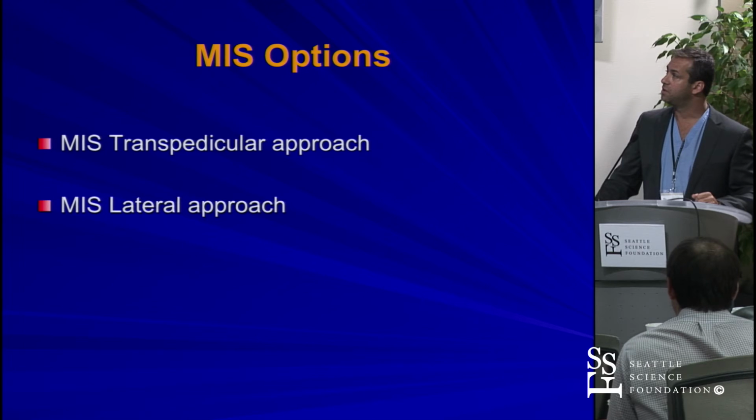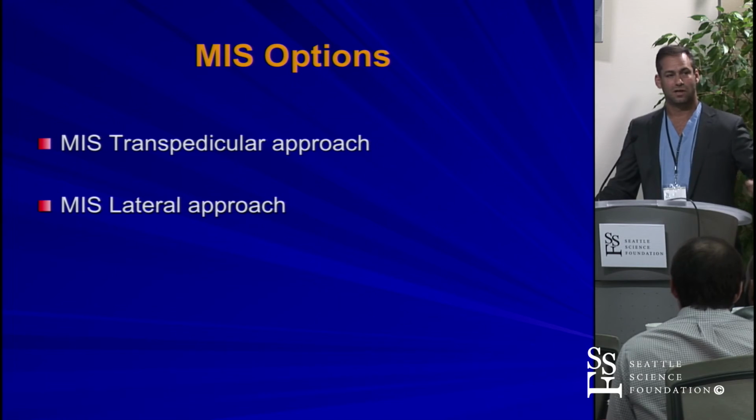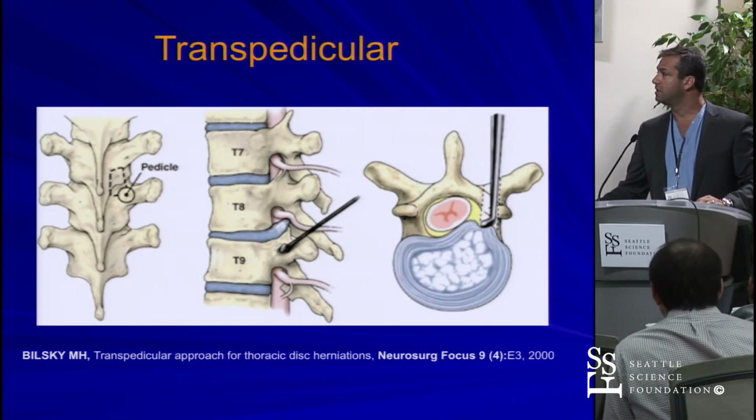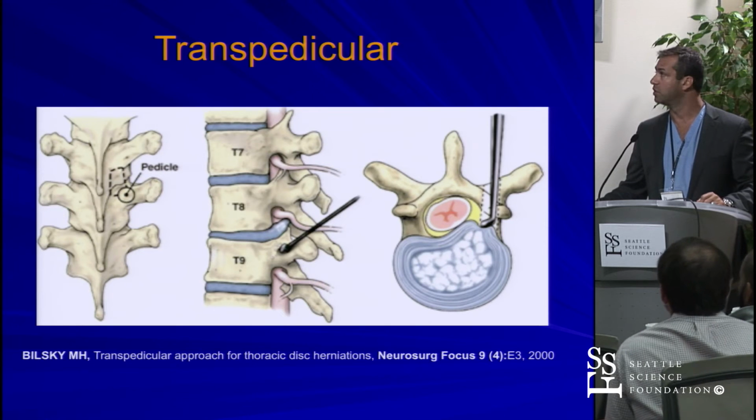So the two approaches that I think are of modern importance that I'm pretty good at are the transpedicular approach and the MIS lateral approach. And we'll talk a bit more about the second, given that that's really what I was assigned to talk about here. So moving through relatively quickly, these are from Bilski's paper from the Focus many years back. But again, the goal here is the same. No matter what approach you're taking, get the herniation out, minimize the manipulation of the cord and the neural structures.